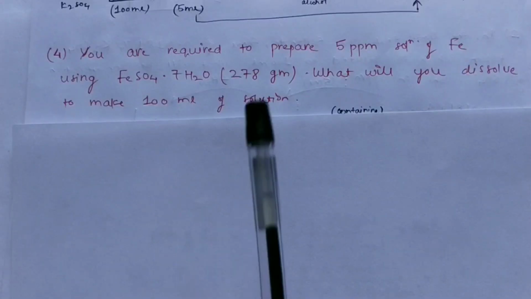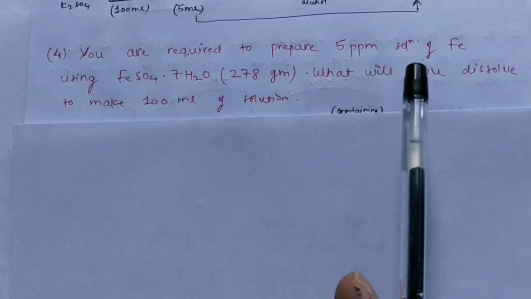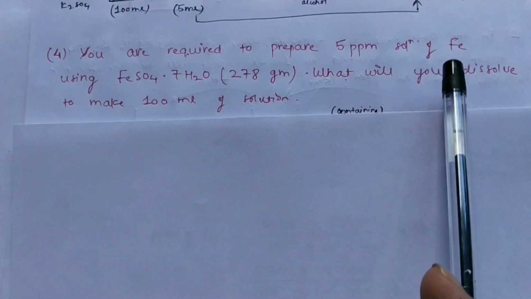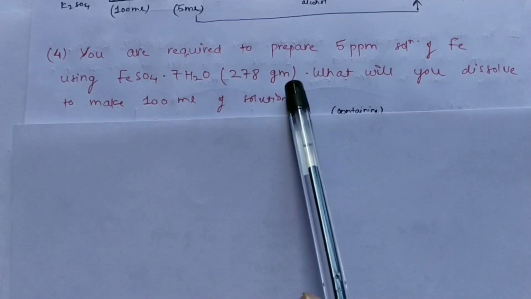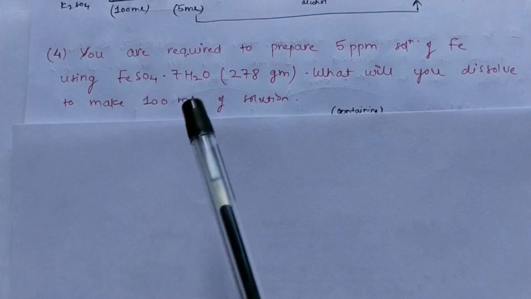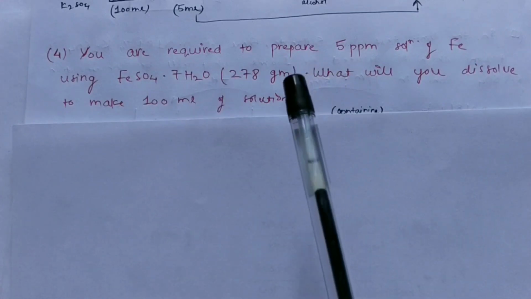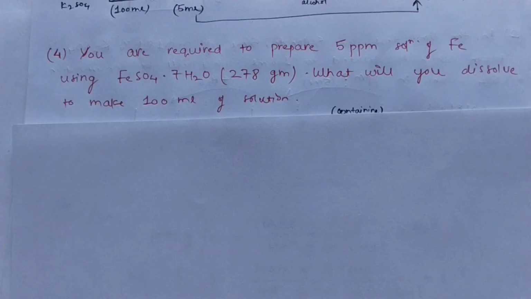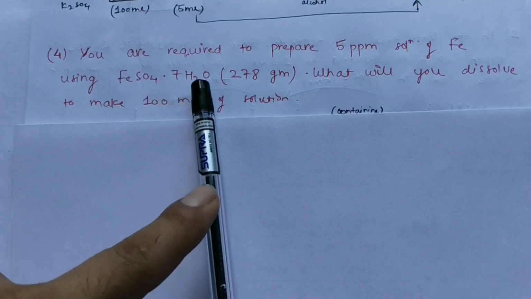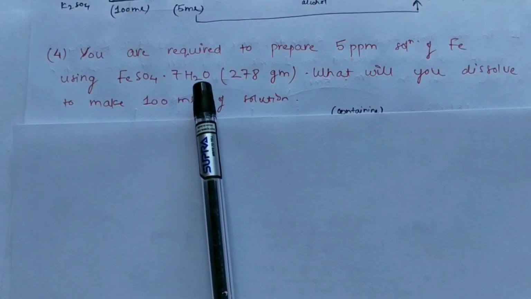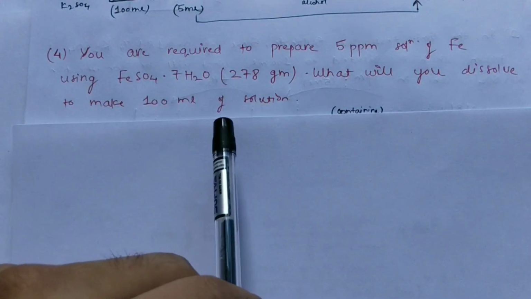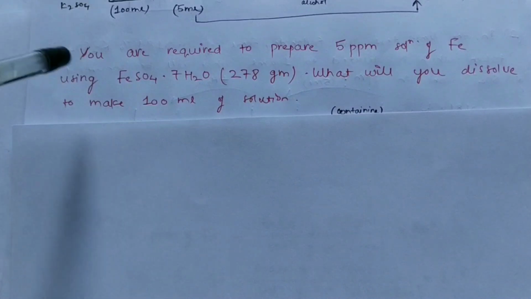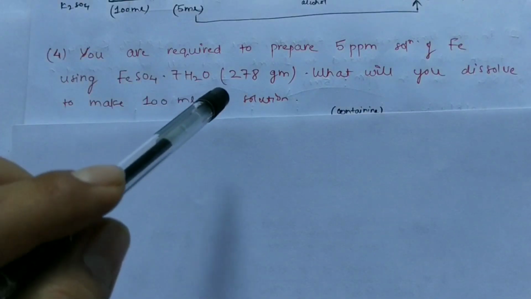In the next question, you are required to prepare 5 ppm solution of ferrous iron using FeSO4.7H2O, whose molecular weight is 278 gram. What will you dissolve to make 100 ml of solution? What the question wants to say is that you have to use ferrous sulfate .7H2O powder to make 100 ml of solution, and you have to use such a gram of ferrous sulfate .7H2O.